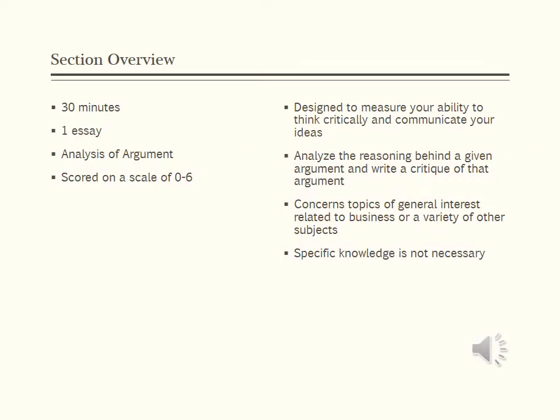In the analytical writing portion of the GMAT, you will have 30 minutes to write an essay based on the analysis of an argument. This essay will be scored on a scale from 0 to 6. It's designed to measure your ability to think critically and communicate your ideas, analyze the reasoning behind a given argument, and write a critique of that argument. This essay concerns topics of general interest related to business or a variety of other subjects, but it is important to note that specific knowledge is not necessary.